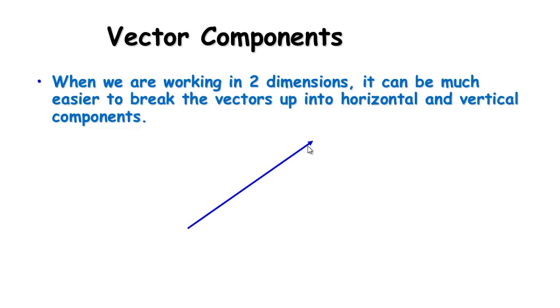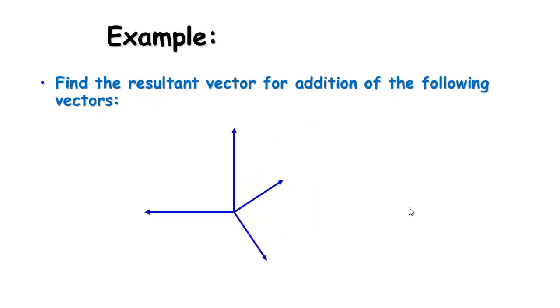So for example, if this is our vector and we've got to add another vector that's on some random angle, it's much easier if we do the reverse of what we have been doing and say, okay, well, instead of this one resultant, I'm going to split this up into a horizontal bit and a vertical bit. And then I'm only going to consider all the horizontal components. Then I'll consider just the vertical components. And I'll get a result in horizontal, a result in vertical, and then I can find my overall resultant vector.